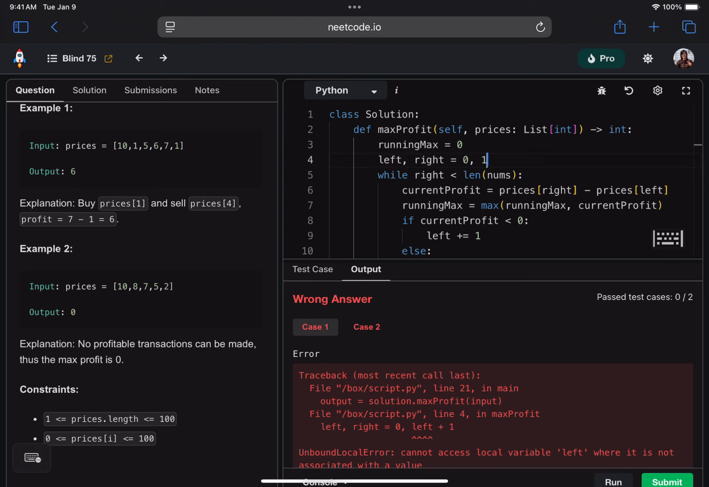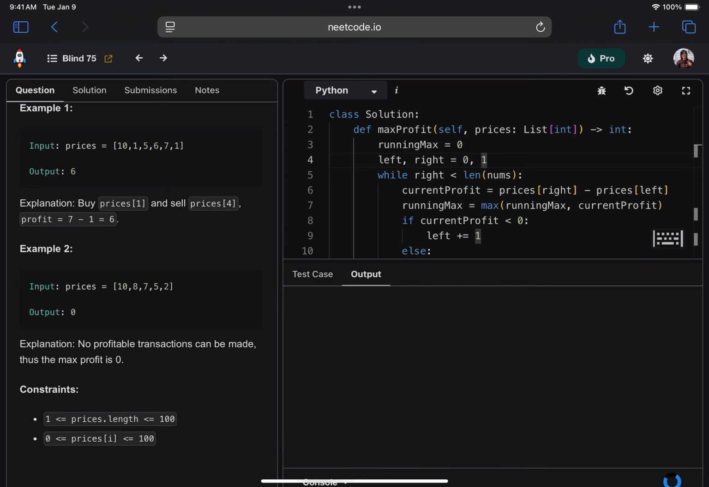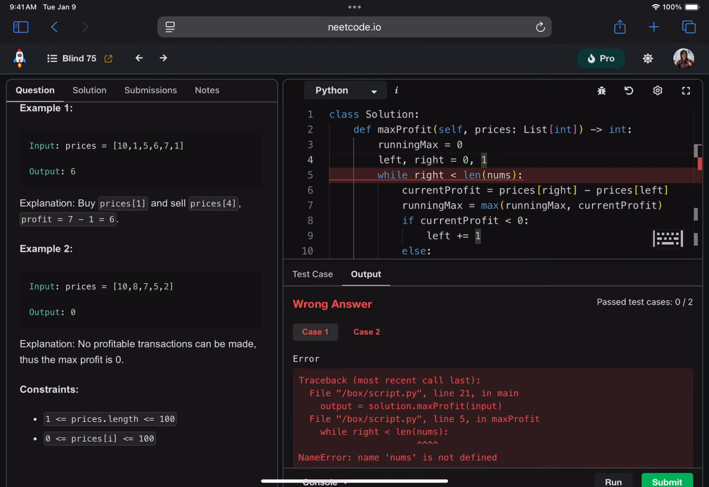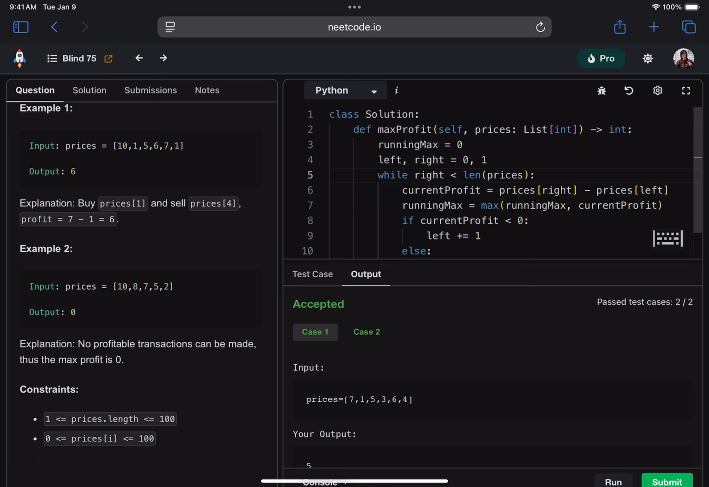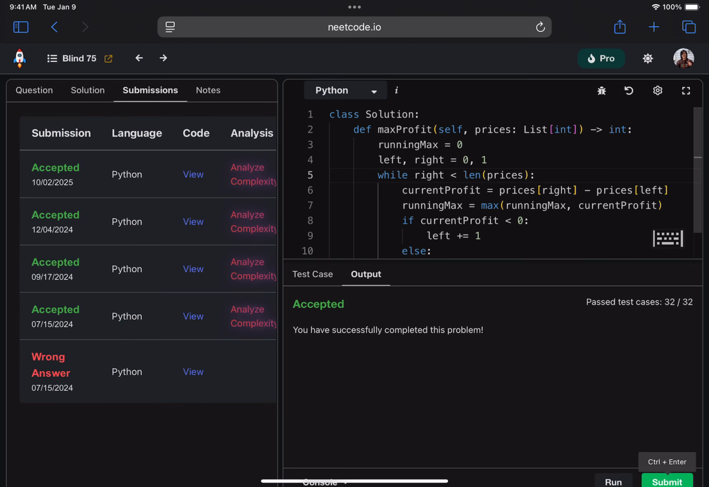I can just change this to 1 because I know that left was 0. I think we could also do this on 2 separate lines and it would work, but we'll just do it that way. Okay, and not nums, prices. Conceptually, it worked. It was just the names. So let's make sure it worked. Yay! Apparently the first time I did this, I did not understand the problem, but here we are.